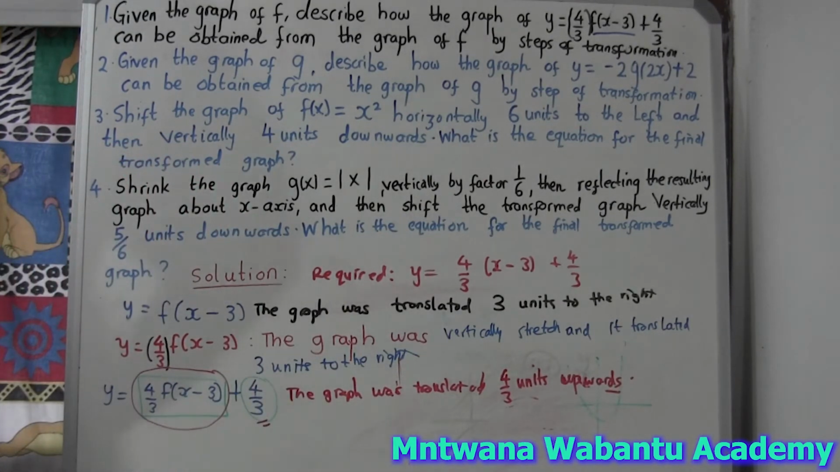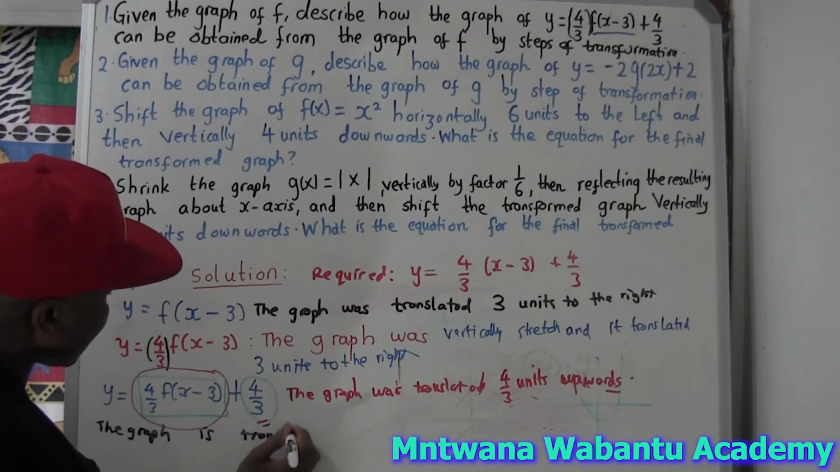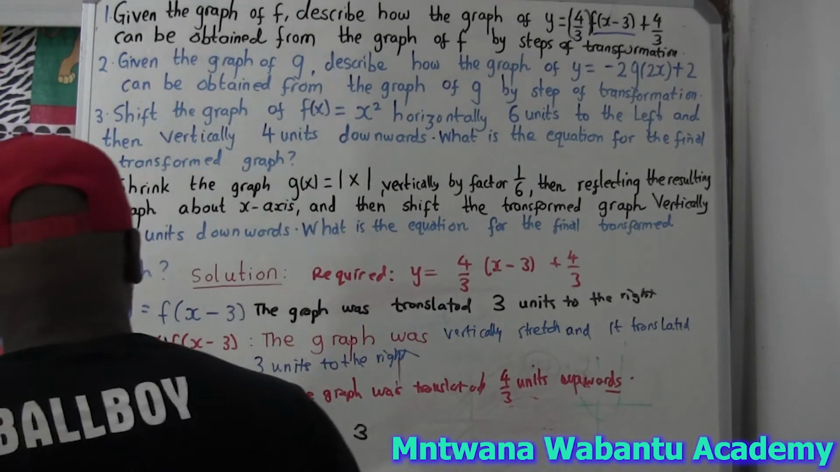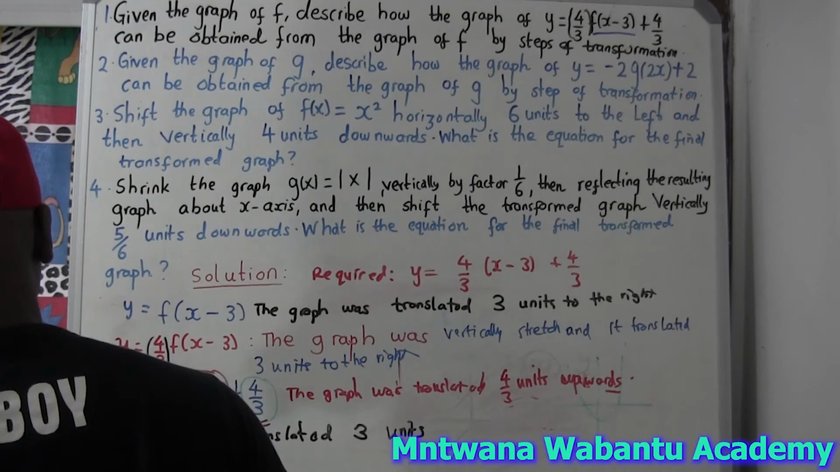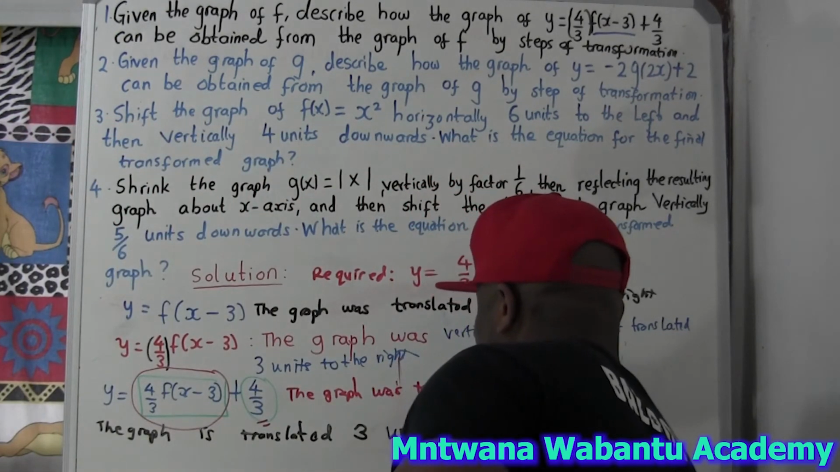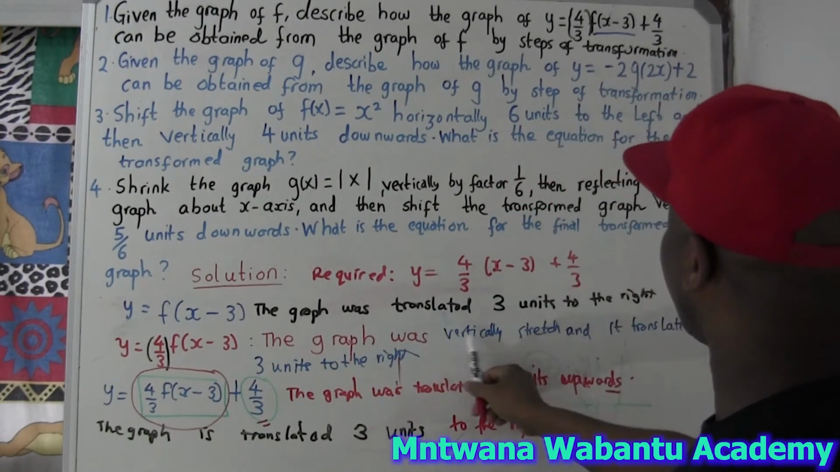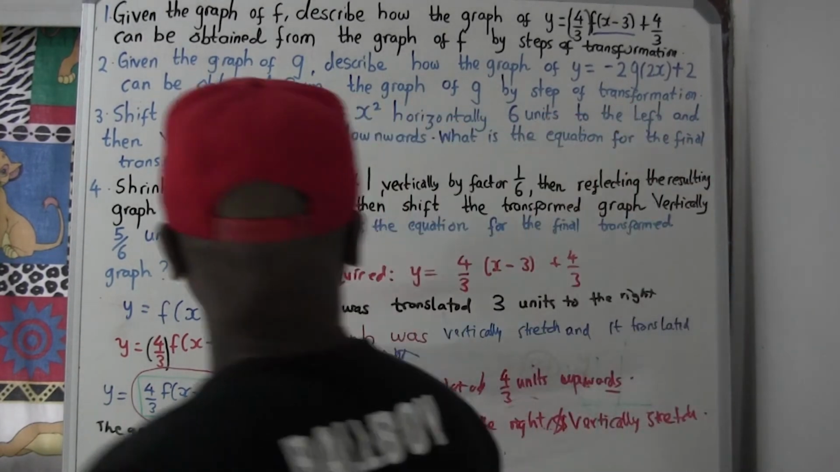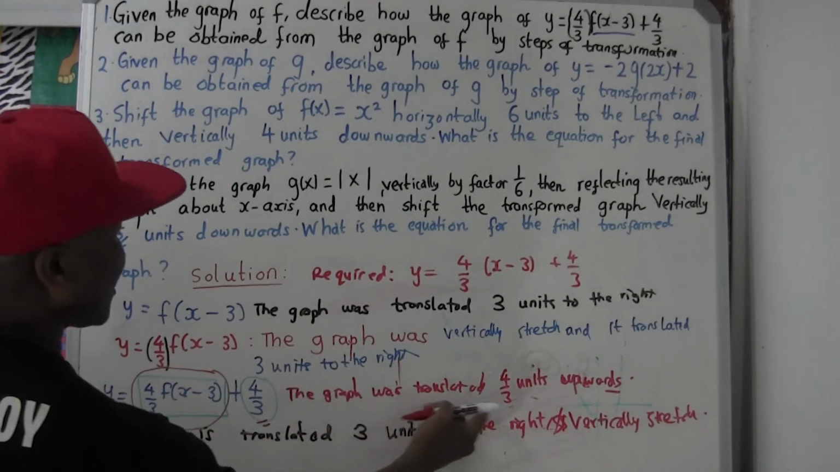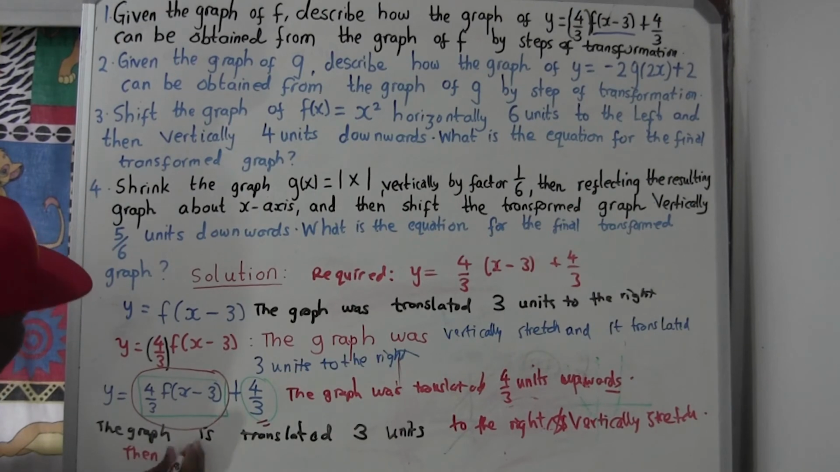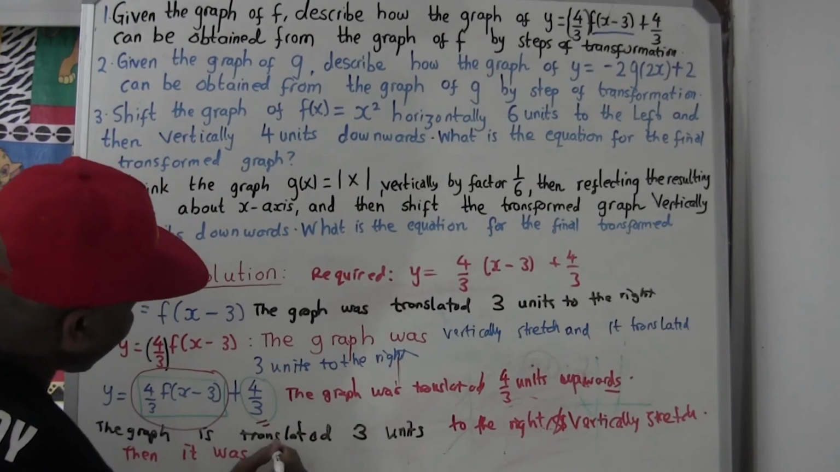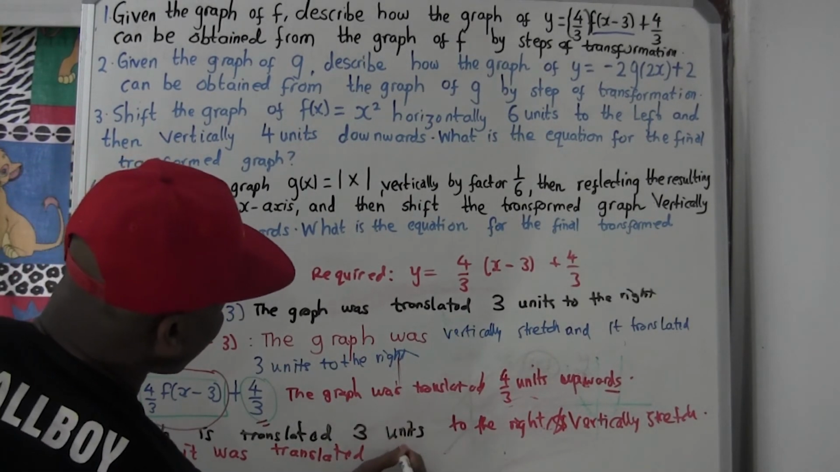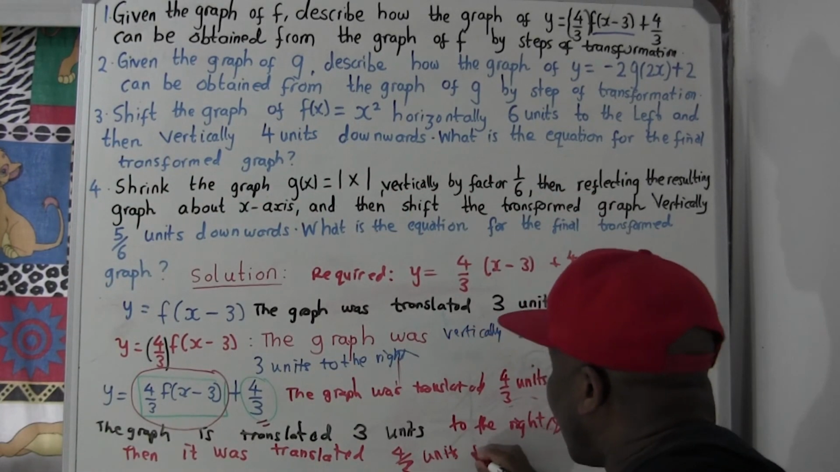Now let's write a single sentence for all of this. Finally, the graph was translated 3 units to the right, then it was vertically stretched, and then the graph was translated 4 over 3 units upward.